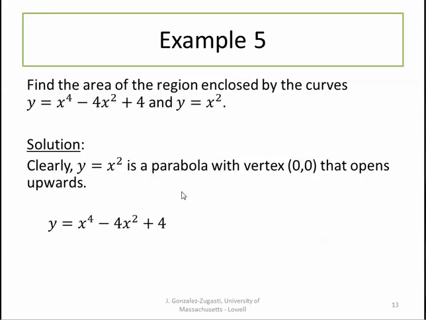How about the other function, y equals x to the 4th minus 4x squared plus 4? Well, I can factor this. This is a perfect square, and then each one of these is a difference of squares. So this tells me that this function crosses the x-axis only at the square root of 2 and negative square root of 2.